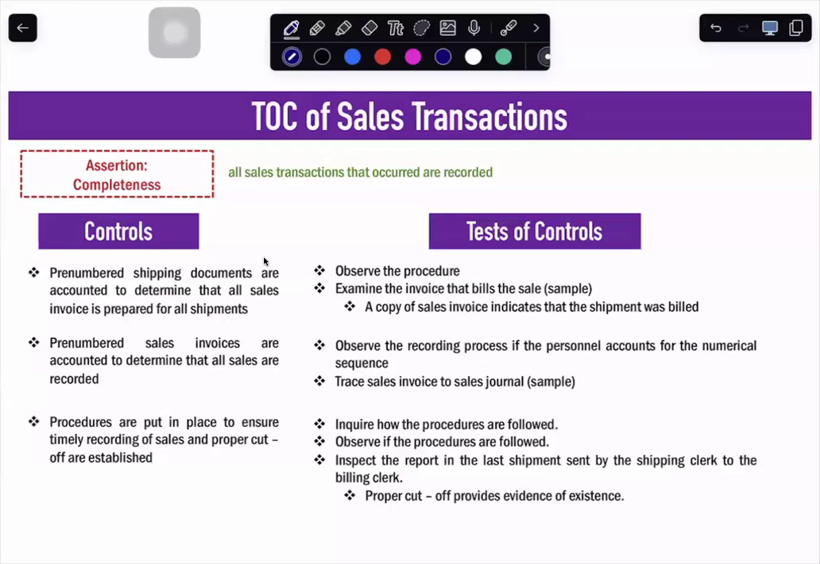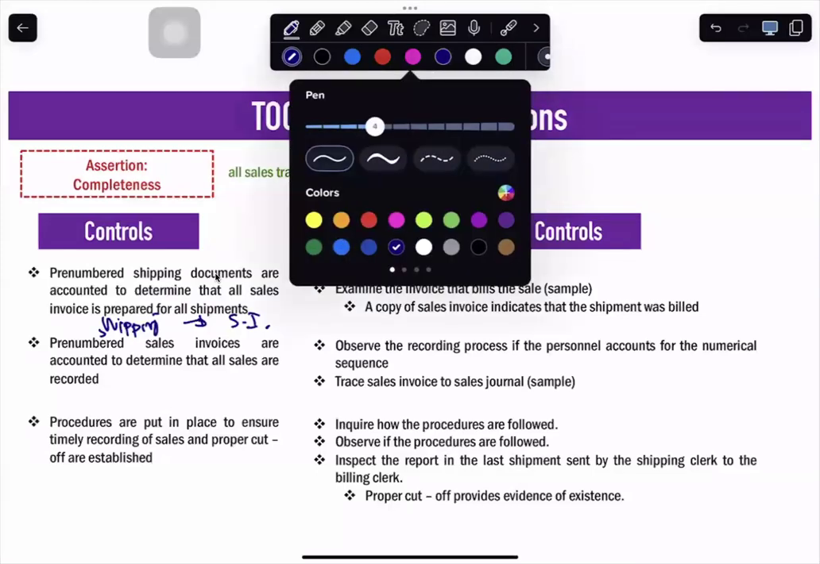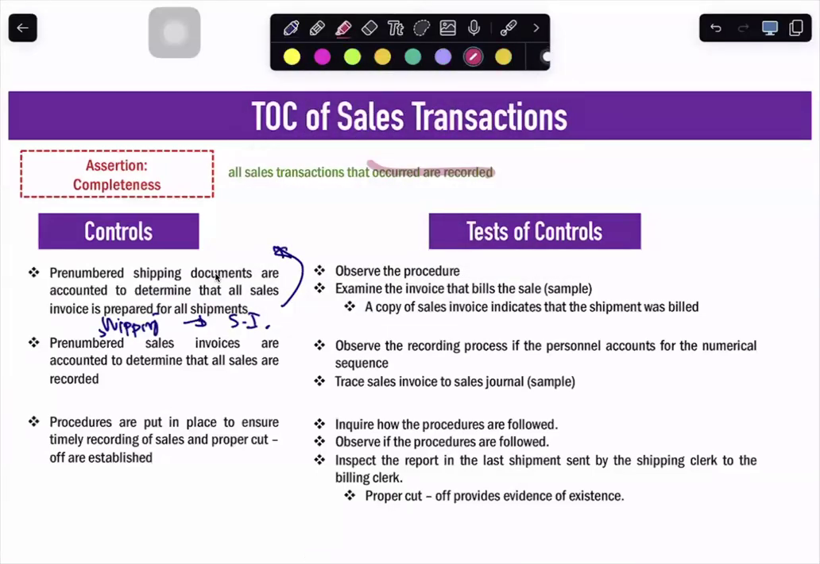Next, another assertion for sales, you have completeness: that all sales transactions that occurred are recorded. So what are the controls? The first control is that pre-numbered shipping documents are accounted for to determine that a sales invoice is prepared for all shipments. If you still remember, as part of your shipping, one of the controls is a pre-numbered sales invoice. So that is the control in place. To test that control, you just need to observe the procedure that they are really using pre-numbered sales invoices, and they issue them based on those numbers. So if what was issued is 571, the next they issue would be 572. That is what you need to observe.